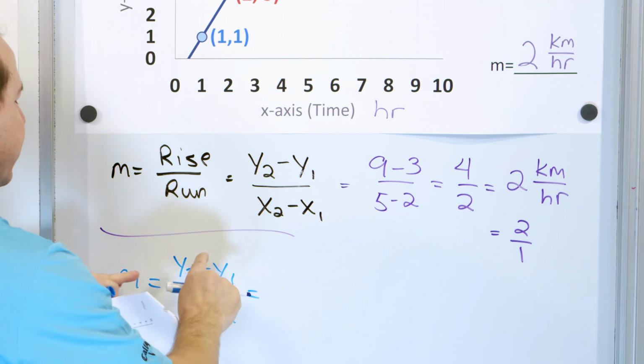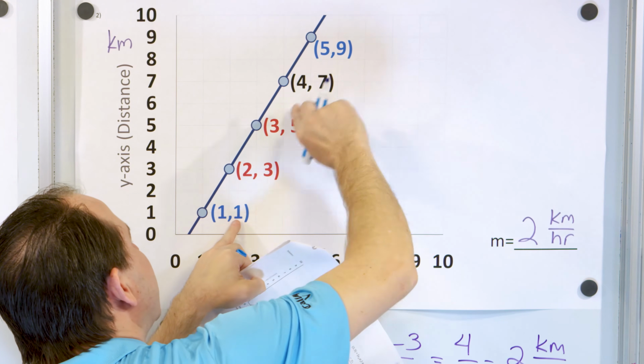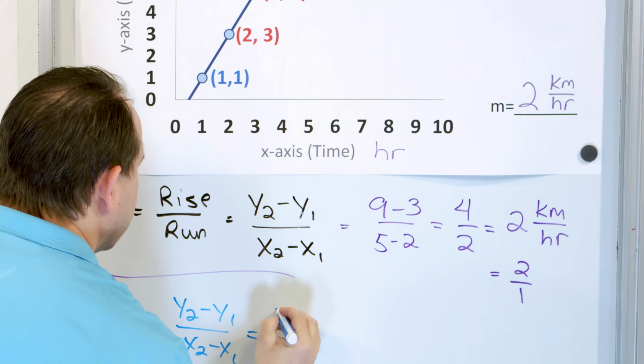But we don't need this equation. We just need to subtract the y values. And we're going to subtract 1 minus 7. We're going to go backwards. 1 minus 7 on the top.